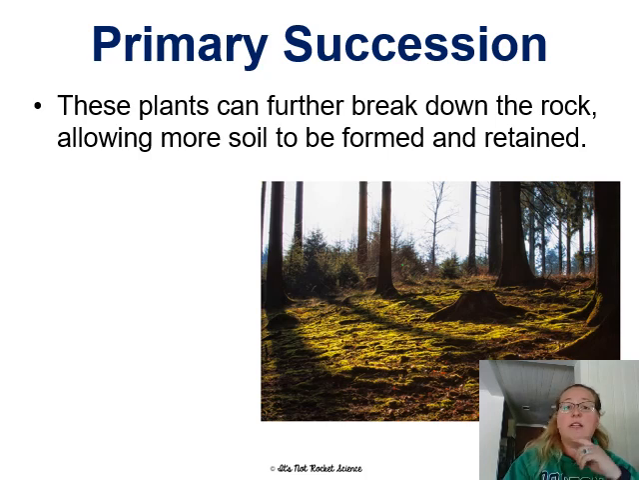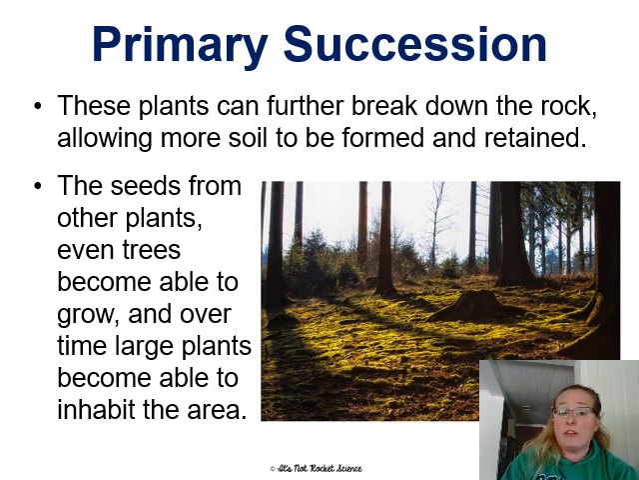So this is kind of a cycle that starts with moss and lichens, and then we get a little bit more complex plants, different kinds of weeds. They break it down even more. And over this process, we're getting some really rich, nice soil. The seeds from other plants, even trees, become able to grow. A tree has pretty deep roots, even little trees. In those very early stages of succession, they wouldn't have enough soil to grow, but now we're making new soil and it's good, nutritious soil. And so now we're able to support trees.